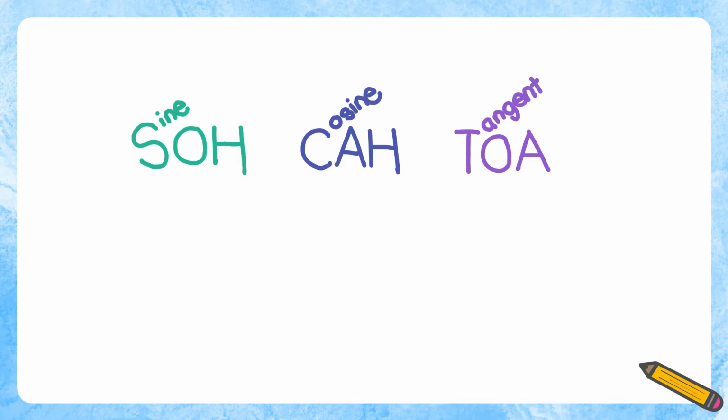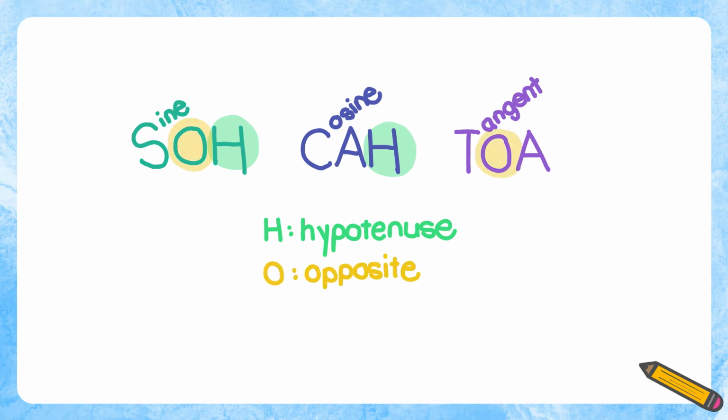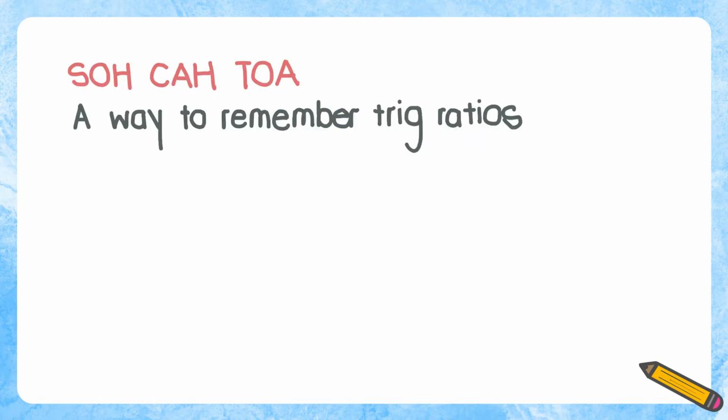S stands for sine, C stands for cosine, and T stands for tangent. Each H stands for hypotenuse. That's the side opposite of a right angle. O stands for opposite, so the opposite side. And lastly, what do you think A stands for? A stands for adjacent, so the adjacent side, the side right next to us. So we use this acronym, SOHCAHTOA, as a way to remember trig ratios.